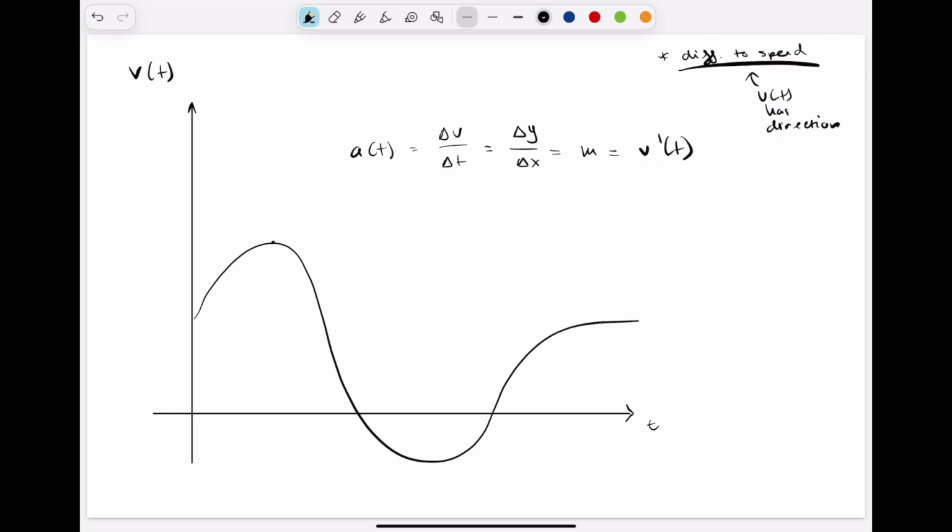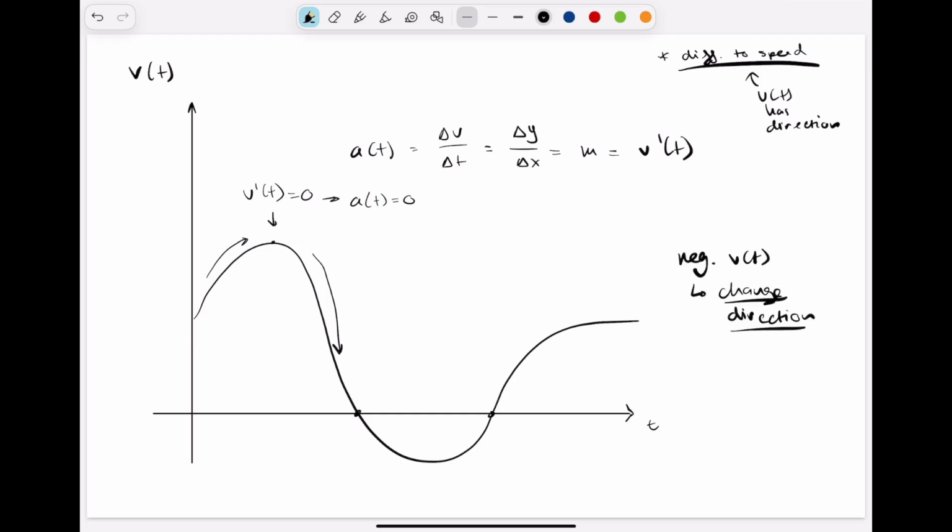And so let's, for example, take a look at this line right here, and we can say that here, when v prime t is equal to 0, acceleration is equal to 0. And then you can see that as we're speeding up here, we then slow down here. And when we go into the negatives with our velocity, what that means is that we're changing directions.